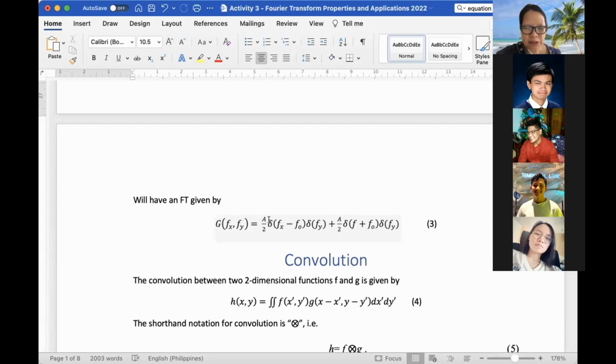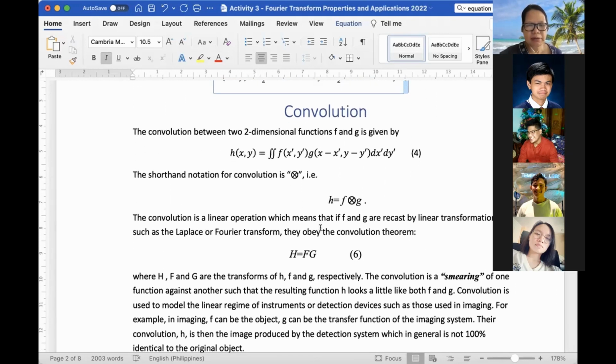The Fourier transform has Dirac deltas along the fx axis, at fx minus f naught. So there would be a Dirac delta at fx equals f naught with an amplitude of A over 2, and another Dirac delta at fx plus f naught, so at fx equals minus f naught, with an amplitude of A over 2, and each of them is multiplied by a Dirac delta along fy equals 0. Okay. So ibig sabihin, this will just be two symmetric peaks in the two-dimensional plane along the fx axis, located at minus f naught and plus f naught. Okay, all right. Moving on.